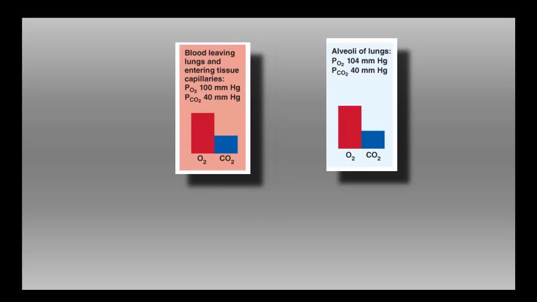Well, let's take a look at the blood leaving the lungs through the pulmonary veins. If equilibrium was met, then these values should equal alveolar air. And carbon dioxide does, but oxygen does not. Can you think of a reason why the partial pressure of oxygen would be slightly lower than the expected value of 104 millimeters of mercury?